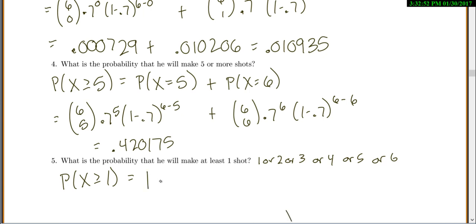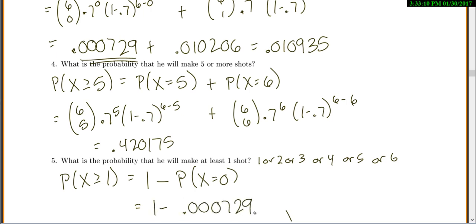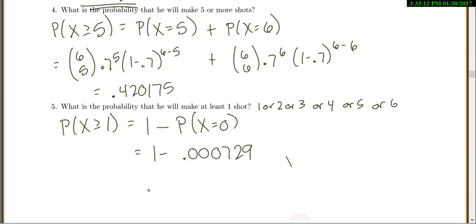The probability of at least 1 is always going to be 1 minus the probability of none. So 1 minus the probability that x equals 0. And we actually found that up above, right here, the probability that x equals 0. So 1 minus 0.000729, so 0.999271.